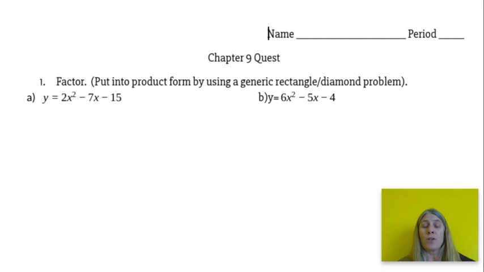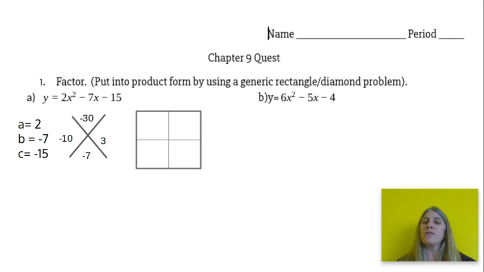So we're going to start with problem number 1, where you're factoring and putting it into product form. For our first one, we isolate the A, B, and C. We multiply A times C for the top of our diamond problem, which is negative 30, and we put our B on the bottom, which is negative 7. We're now looking for two numbers that multiply to negative 30 and add to be negative 7. So of course that's going to be negative 10 and positive 3.